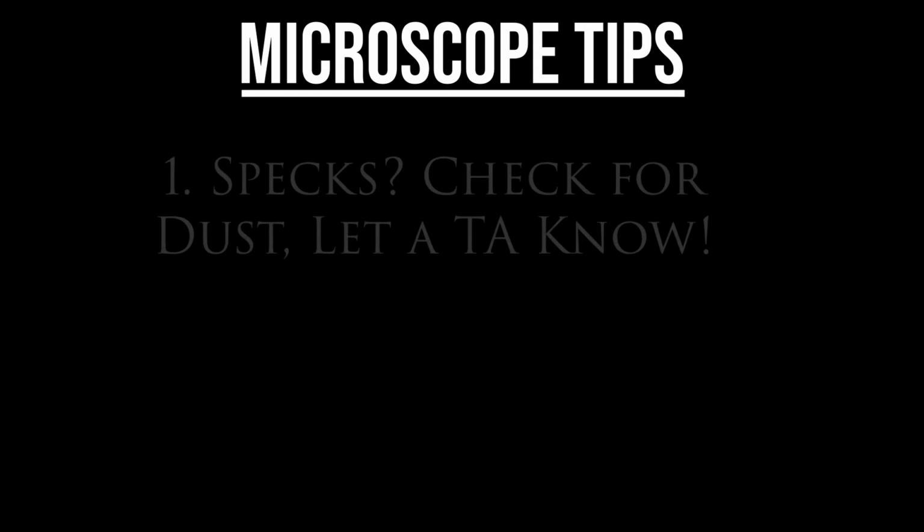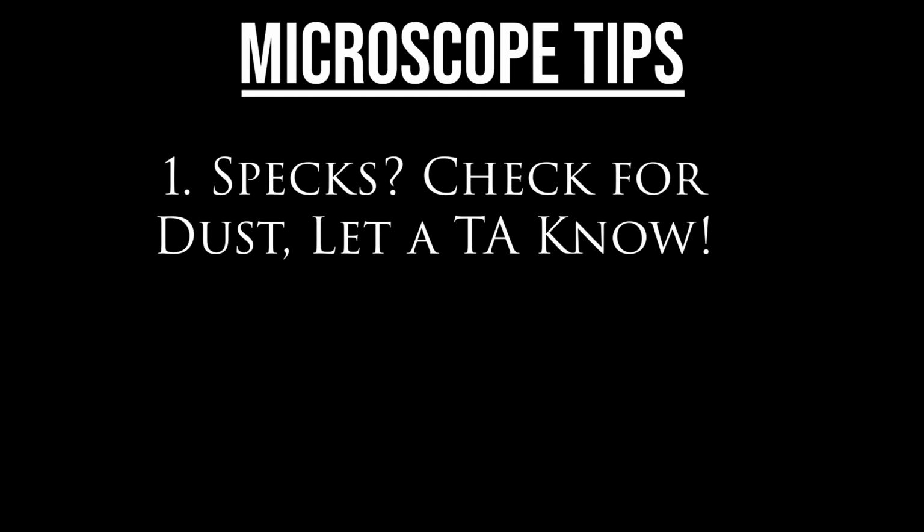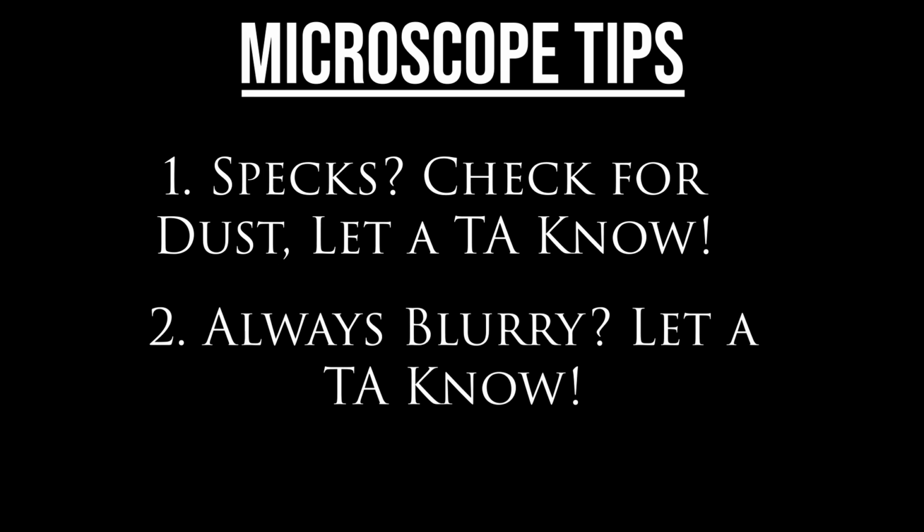Now that we've covered all about microscopes, here are a couple final tips that might come in handy if you're having trouble. First, if you continually see specks on the sample, there might be dust on the lenses. If this happens, let your TA know so the lenses can be cleaned. And then, lastly, if your image is always blurry, regardless of the stage height and position, there might be an issue with the lens. In this case, please inform your TA.